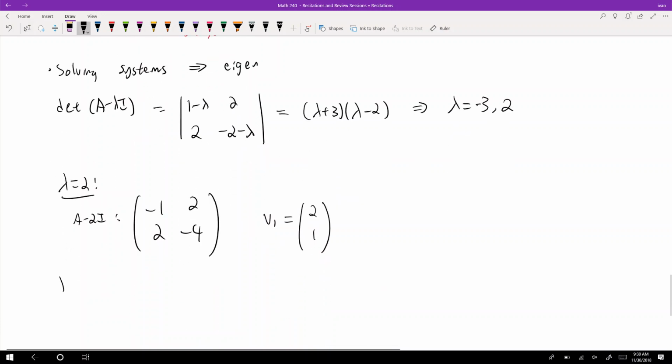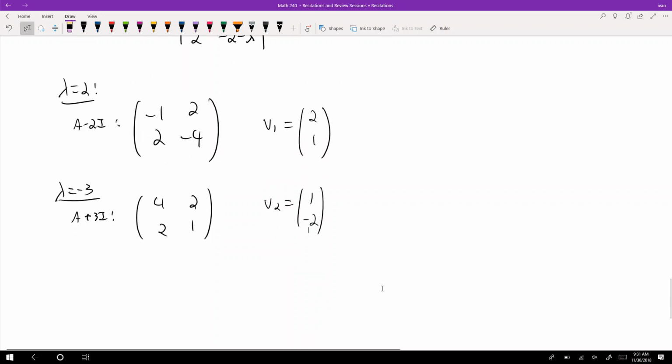Then lambda equals negative 3, A plus 3I, you'll get, hold on, you get 4, 2, 2, 1. And v2, what's an eigenvector? Yeah, 1, negative 2. Anything surprising here? No? Okay. So now what's my general solution?